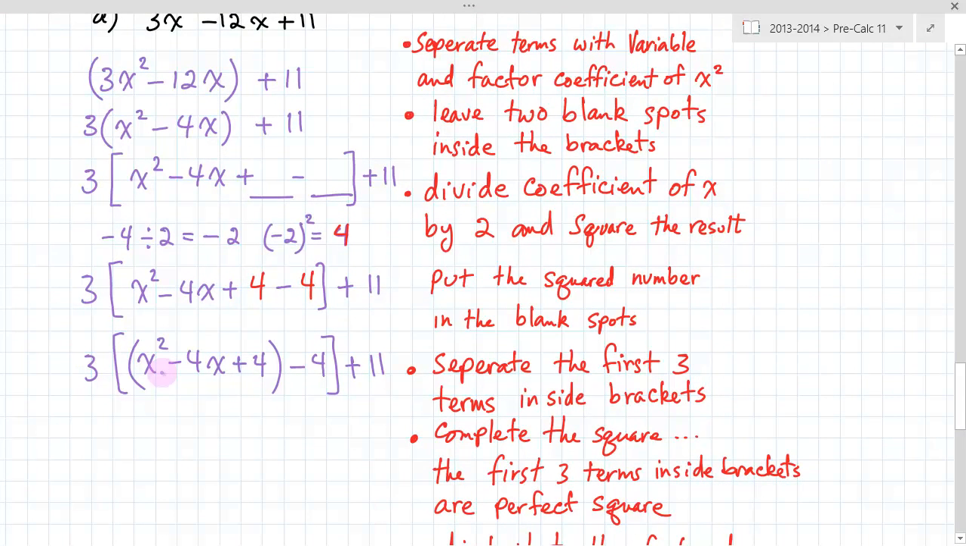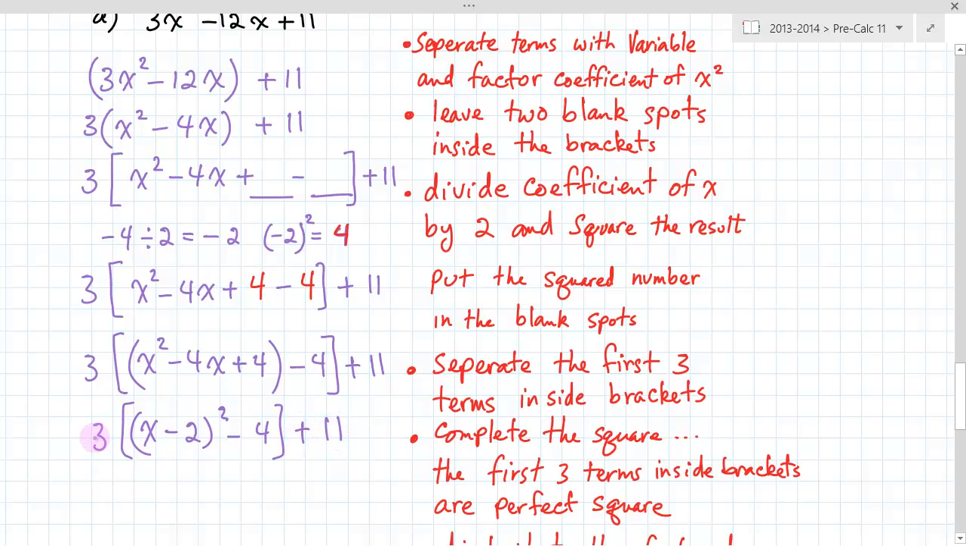Complete the square with this guy. By design, this is a perfect square. This is an x minus 2. See this minus 2? That's where it's coming from. (x minus 2) all squared. 3, square bracket, minus 4, plus 11.